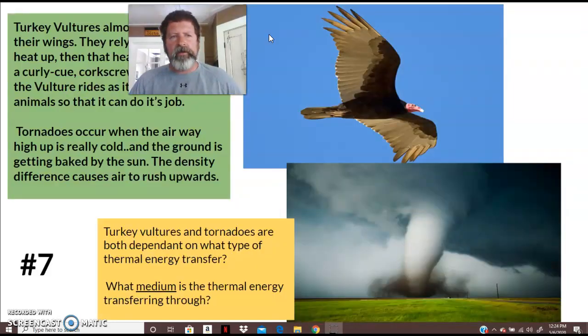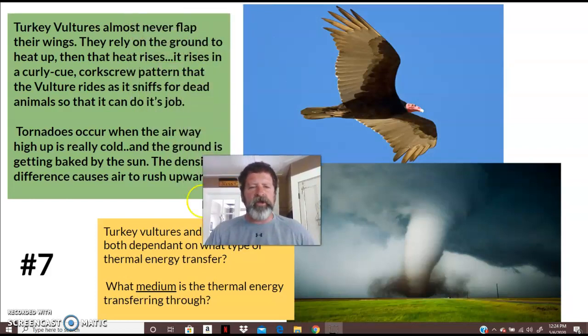Question number 7. Got 2 more questions. A little background knowledge here in the little green box. Turkey vultures almost never flap their wings. The turkey vultures are the big birds that you see around here this time of year. They rely on the ground to heat up, and then as the heat rises in kind of a corkscrew pattern, the vulture just rides it and it smells for dead stuff, so it can go down there and eat a carcass. Tornadoes occur when the air way up high is really cold, but the ground gets baked by the sun, so the air rushes upwards.